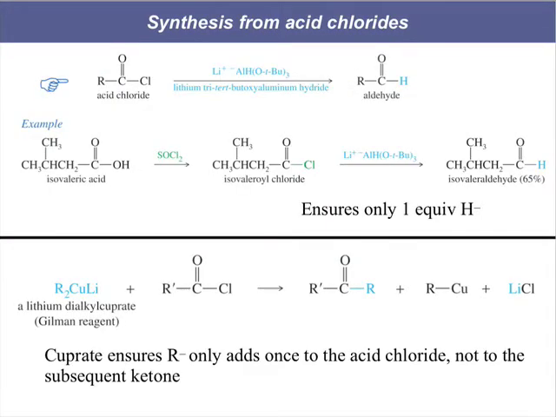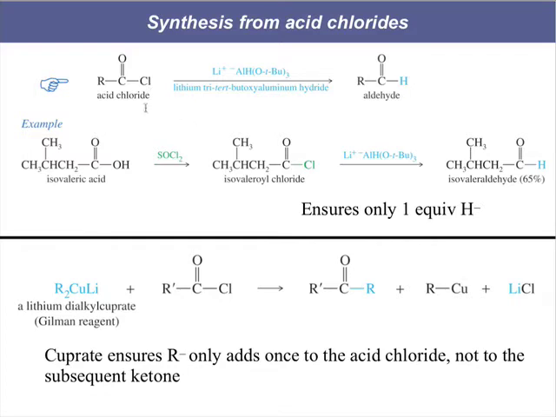We can also make aldehydes or ketones by means of an acid chloride. Again, we use the acid chloride as a reaction partner in the Friedel-Crafts acylation, but we can also add nucleophiles to it. Now, when we did Grignard reactions and lithium reagent reactions, remember that the acid chloride was one of these special carbonyls that allowed the Grignard or lithium reagent to add two equivalents.